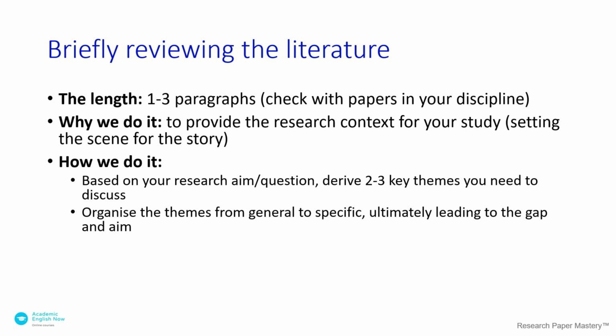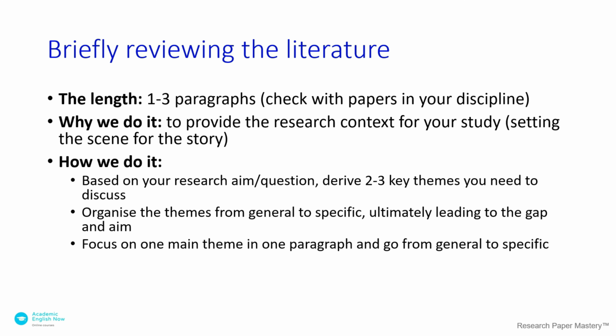And then you want to organize the themes from general to specific, ultimately leading to the research gap and to the aim of your study. So remember, the whole purpose of this brief literature review is in the end to show what is missing, i.e. the gap, and to let the main character enter, which is the aim of your study. And then, you want to focus on one main theme in one paragraph and go from general to specific. So don't have 3 different main themes in one paragraph, because that's going to be confusing.